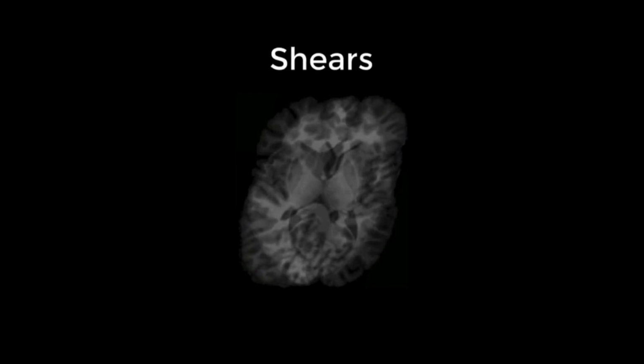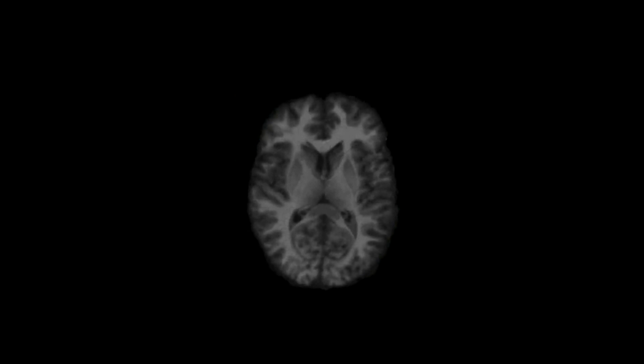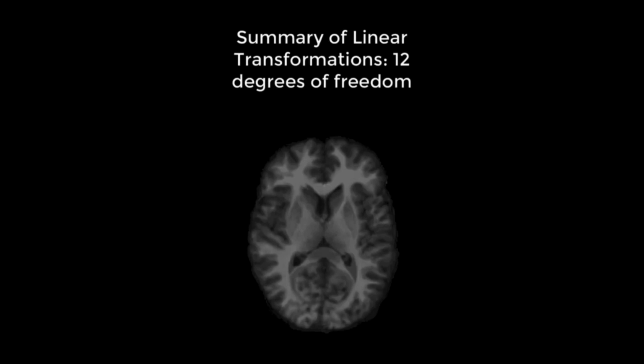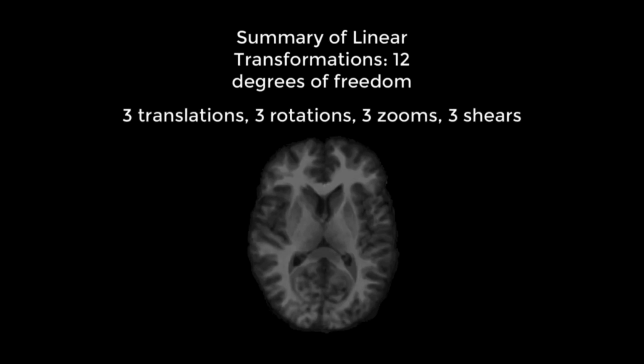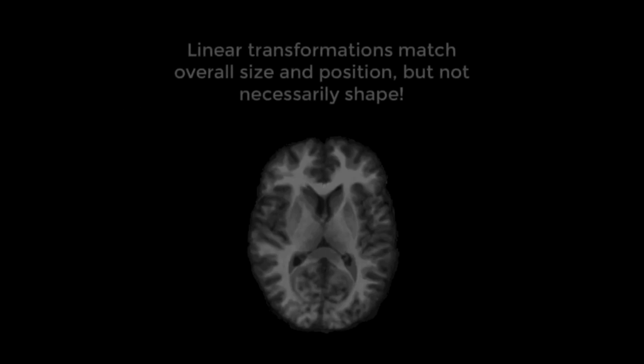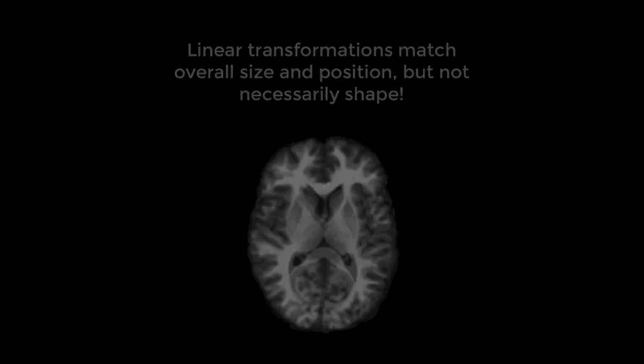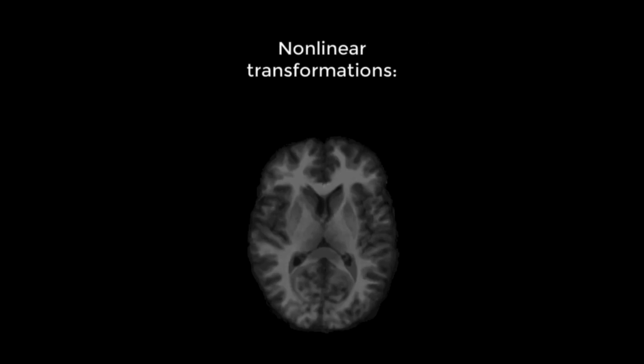Shears, where if I took two corners of, say, a rectangle or a square, I turn it into a parallelogram. So those are the linear transformations. You have 12 degrees of freedom total, with 3 of each. So they match the overall size and position, but not necessarily the shape. And during QA, we'll be reviewing how to make sure that it was a good fit.